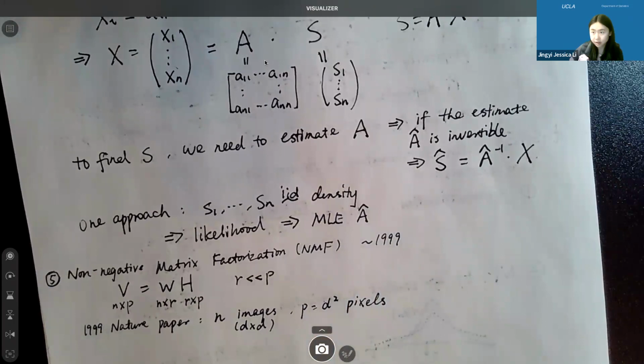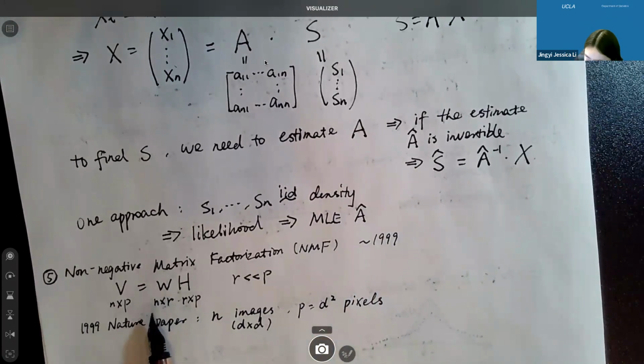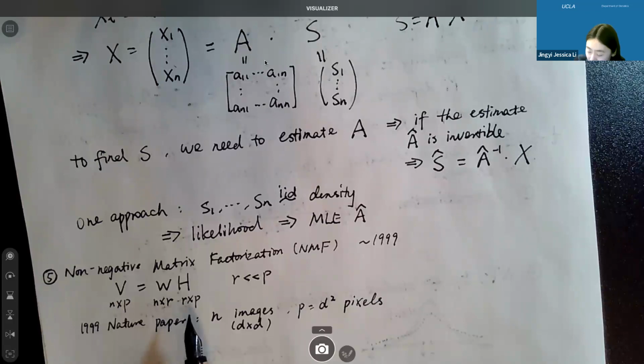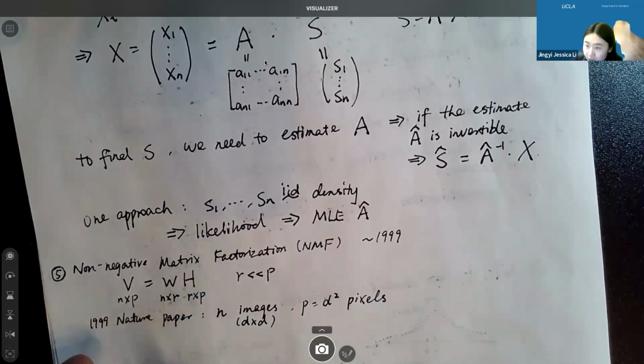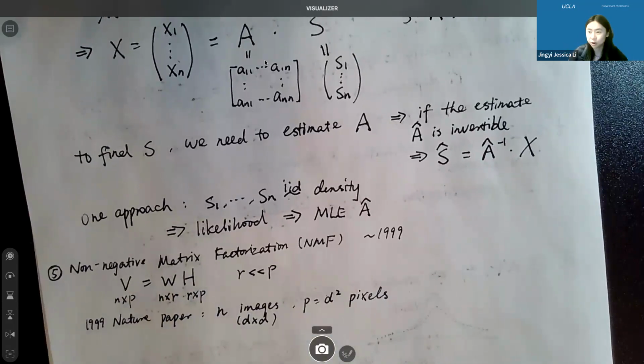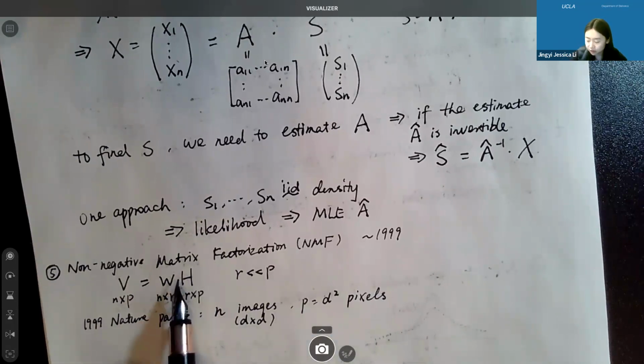Okay, so the goal is to find a representation of the n images in a much lower dimension, R dimensions, and each low dimension corresponds to some combination of the original P pixels. So in other words, each row of H is similar to our loading vector in PCA, right? Each row is the composition of each new feature in terms of the original P pixels.